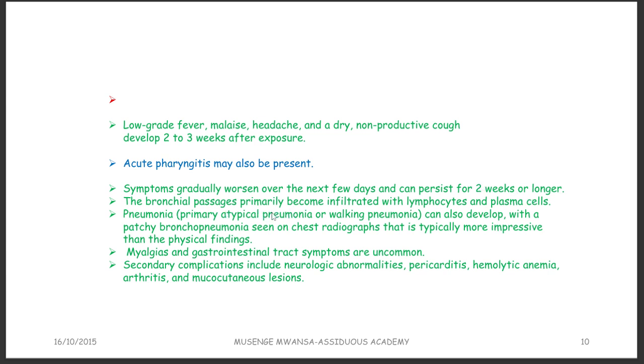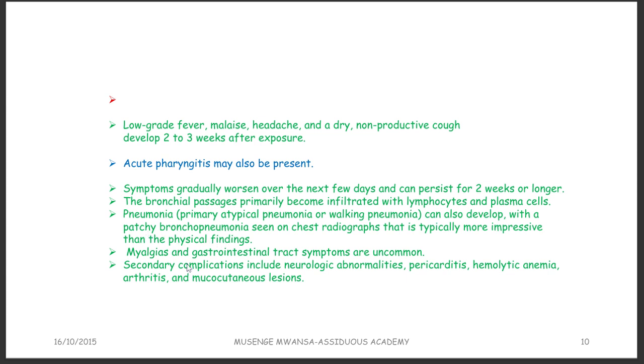The bronchial passage primarily becomes infiltrated with white blood cells, the plasma cells. Pneumonia, which is primary atypical pneumonia, also known as walking pneumonia, can develop with a patchy bronchopneumonia seen on chest X-ray. Okay, that is typically more impressive than the physical findings.